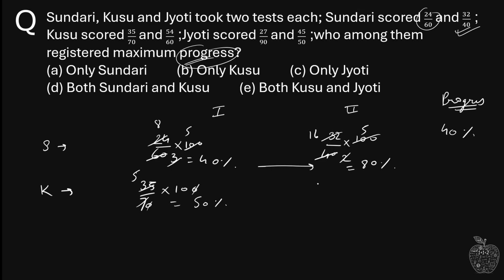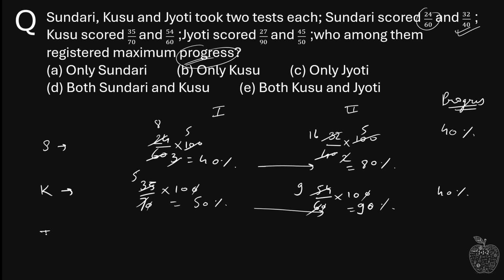And in her second test, she scored 54 out of 60 multiplied with 100. So here 0 0 gone. 6 9s are 54 and 9 10s are 90. Alright. So Kusu went from 50% to 90%. So here there is a progress of another 40%, again 40%.